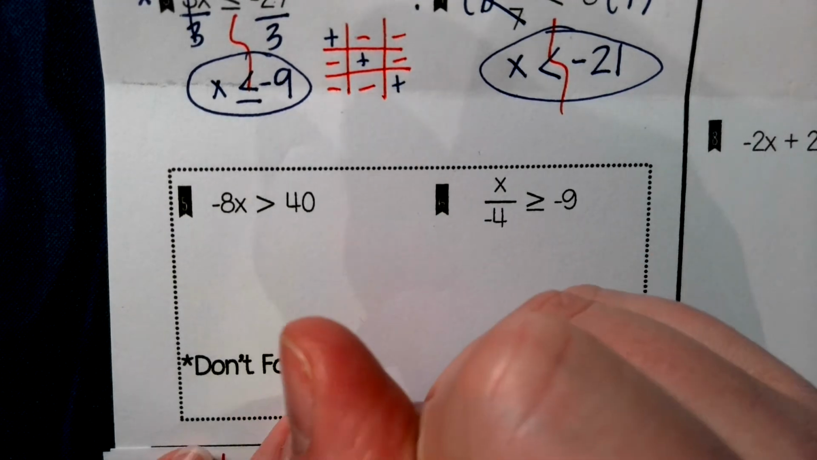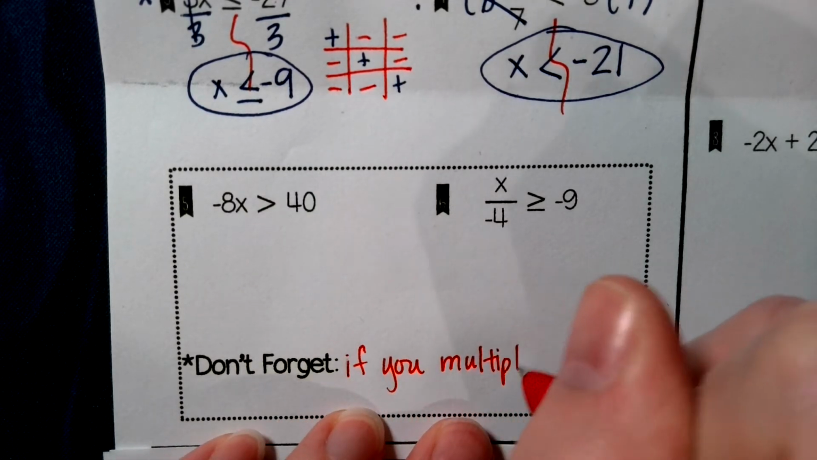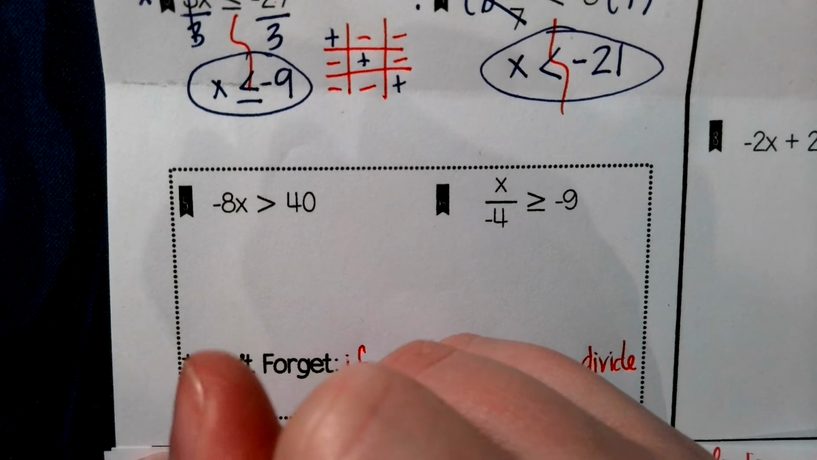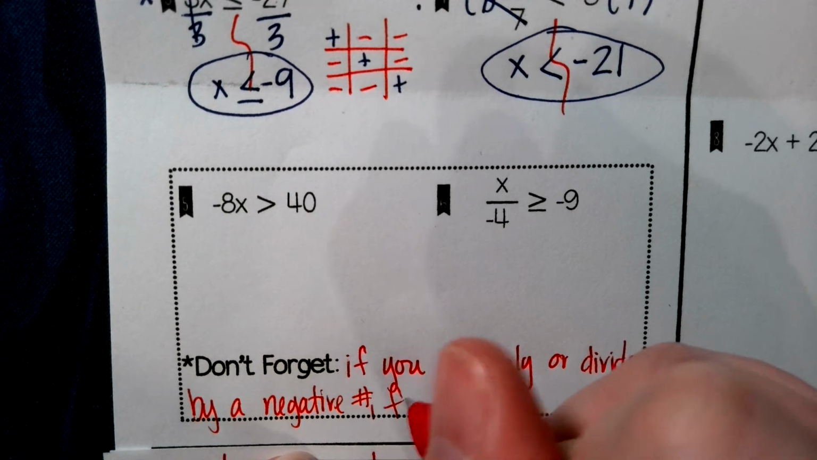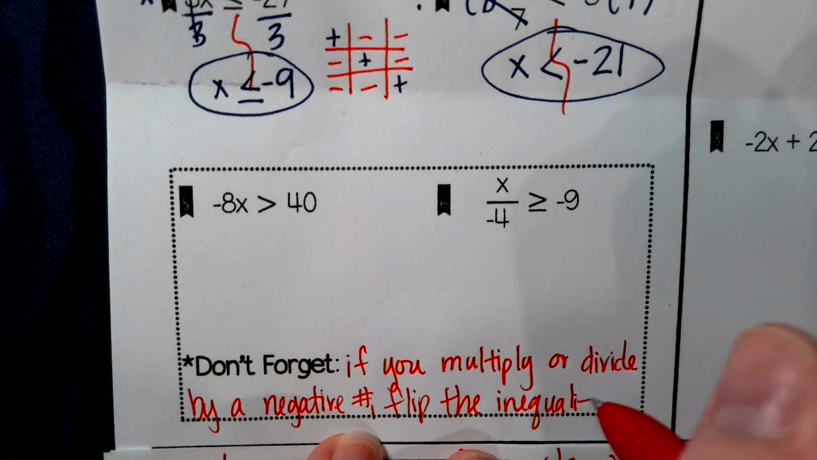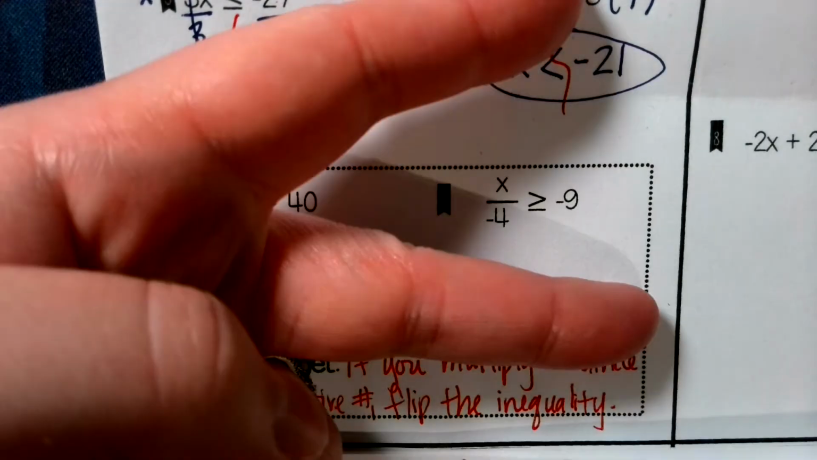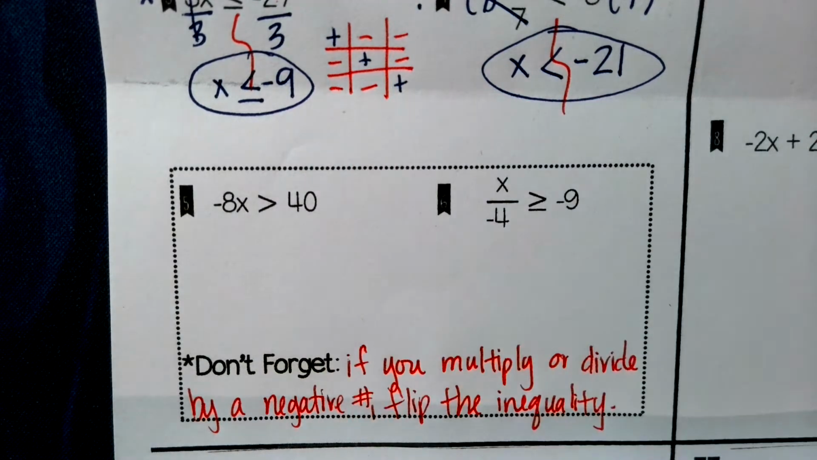I just want to make one more note. Don't forget, if you multiply or divide by a negative number, flip the inequality. And what I mean by flip the inequality is if it was facing this way, it's going to flip now and face this way. If it was facing this way, now it's going to flip and face this way. So go ahead, pause the video. Try solving these two problems on your own for me.